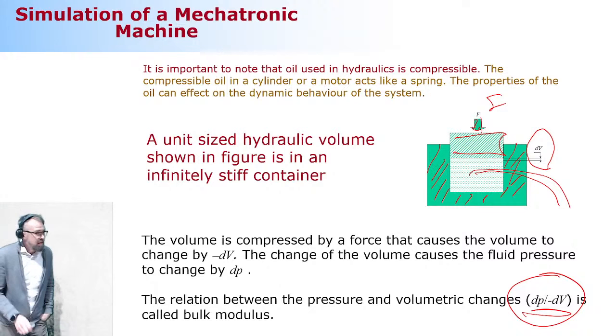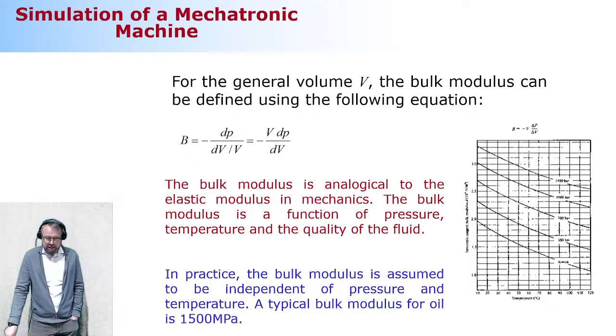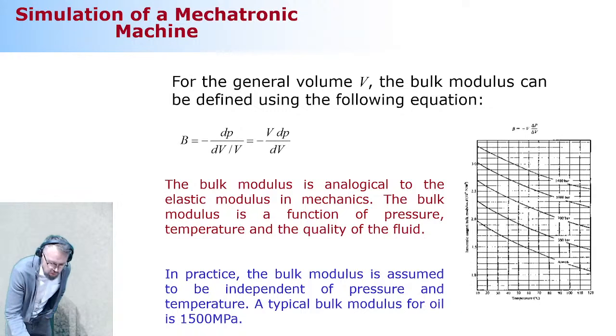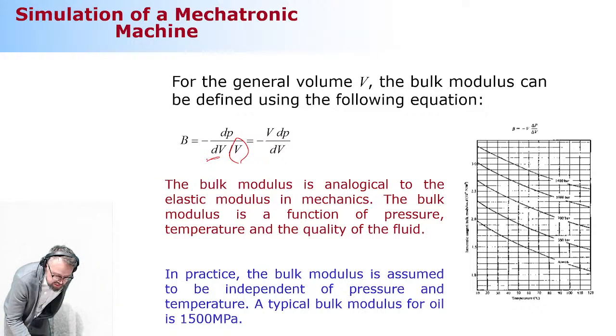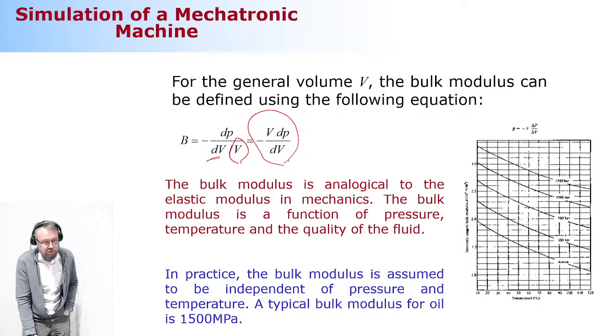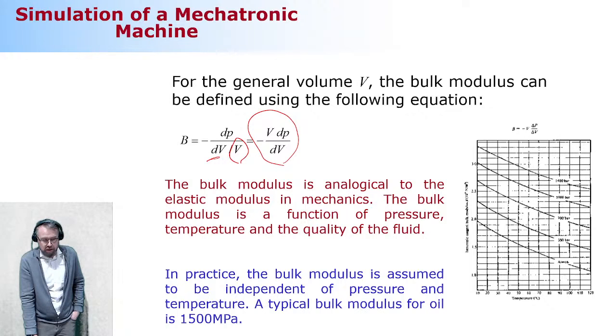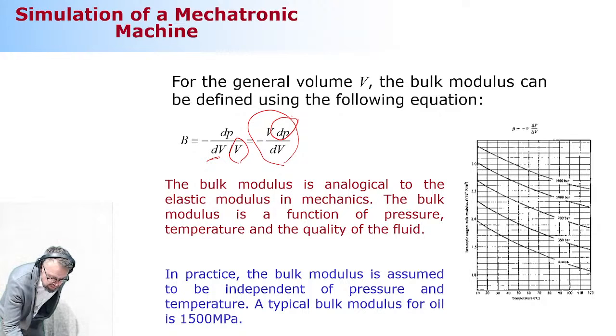Okay, so what we're going to do then is extend this to be any size of the volume. So instead of using unit size of the volume, we take the volume size into account. When we do that, we divide the change of the volume by the volume size. And when we do the math, this is the definition of bulk modulus. So it's minus the original volume size, multiplied by pressure change divided by volume change. And this is it.